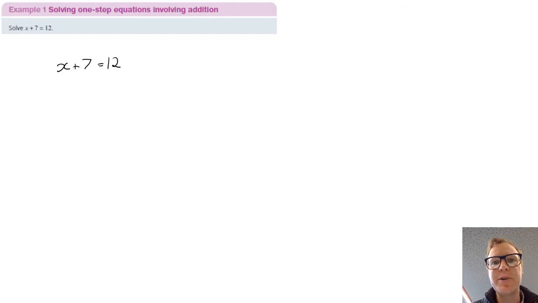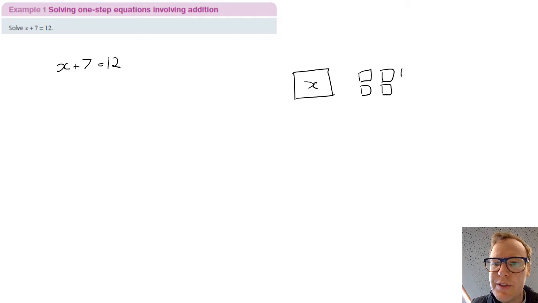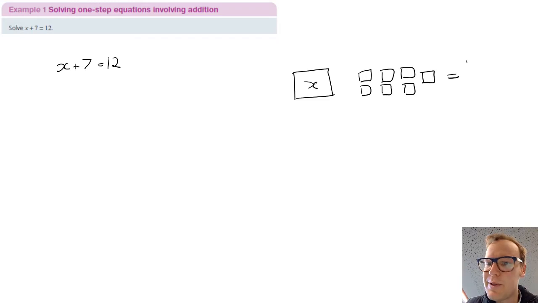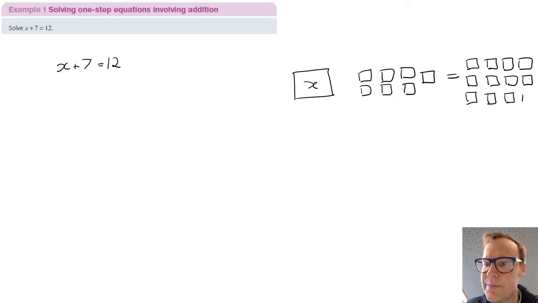Now if I think about what I want to do, I want to do the inverse operation. I want to try and get x by itself. Because essentially, if I try to draw it as a diagram, I've got x plus 7 boxes, and that is equal to 12 boxes. Each of these boxes is equal to 1.